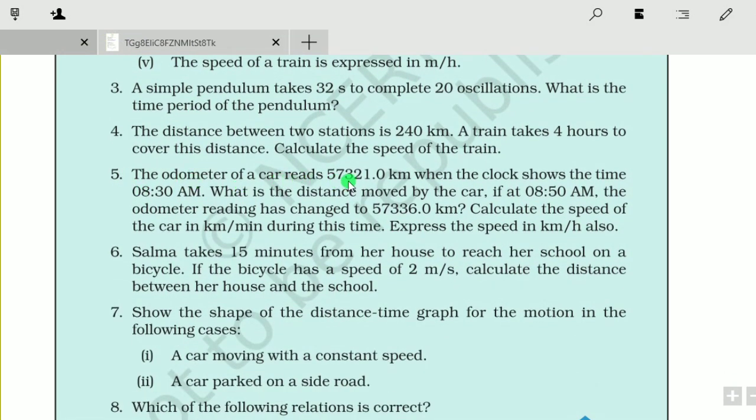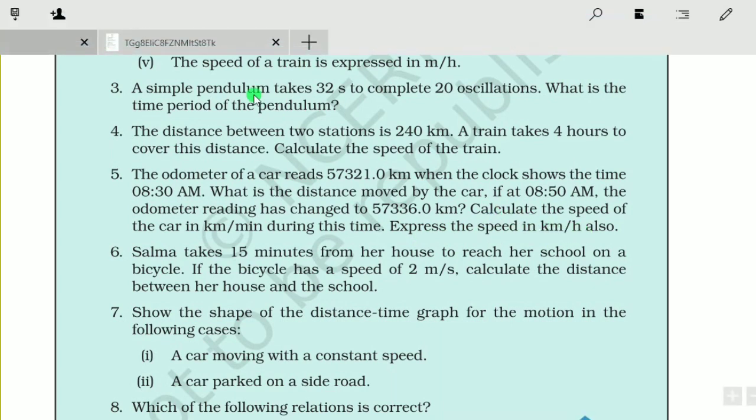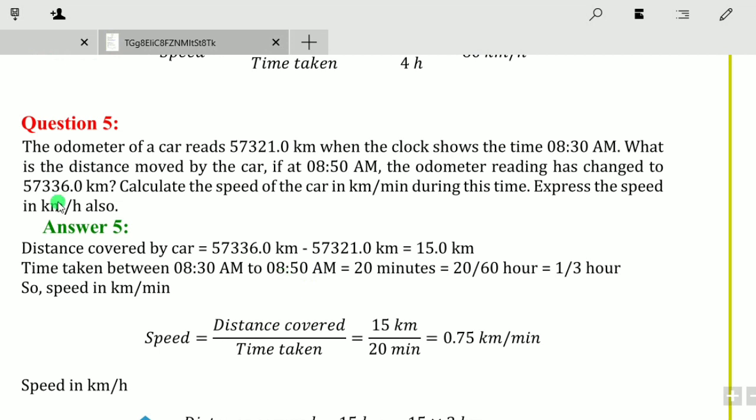The odometer of a car reads 57321.0 km when the clock shows the time 8:30 am, and at 8:50 am it shows 57336.0 km. So what is the difference in odometer? What is the difference in time? That is the time taken for the distance covered. So calculate the speed of the car in kilometer per minute. As the question asks kilometer per minute, you have to express that in kilometer per minute, and finally you have to express it in kilometer per hour also. So what will be the answer? You can check it back here.